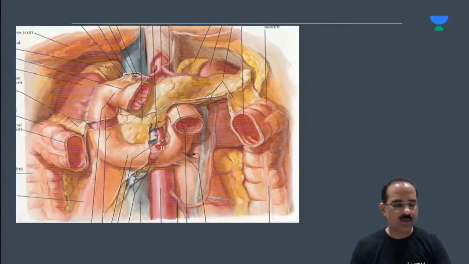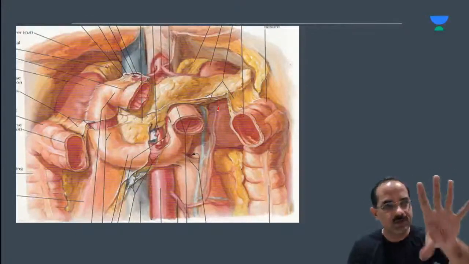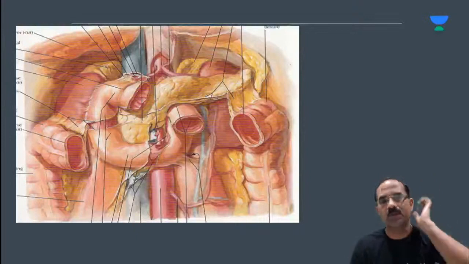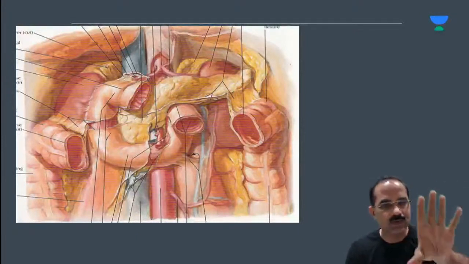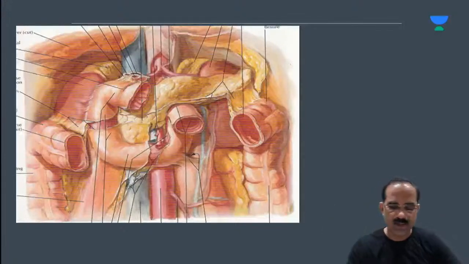The posterior relation of the uncinate process is the aorta. Fine. Now, coming to the body of the pancreas. This is a difficult relation to remember, the body of the pancreas. Whatever is easy, first I'll tell that. Students, just try to understand it like this.